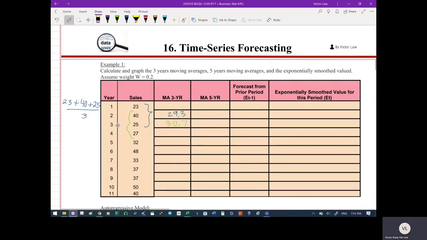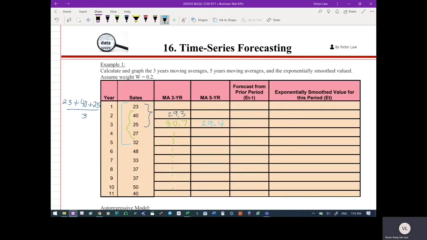The same goes for year 3 moving average, right? So for year 3, we take the average of the current year, 25. We take the number from before, so 40, and then we take the number from after, so 27. So we take the average of these three numbers, and then we get the 30.7, and so on.